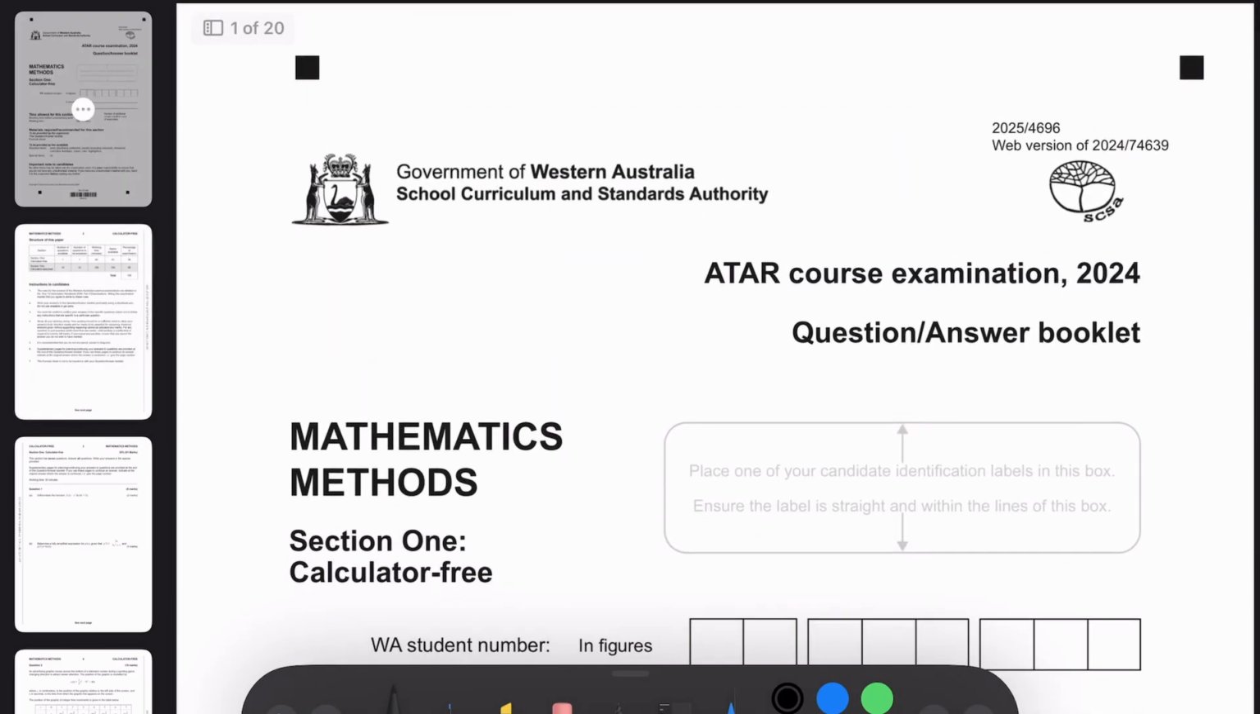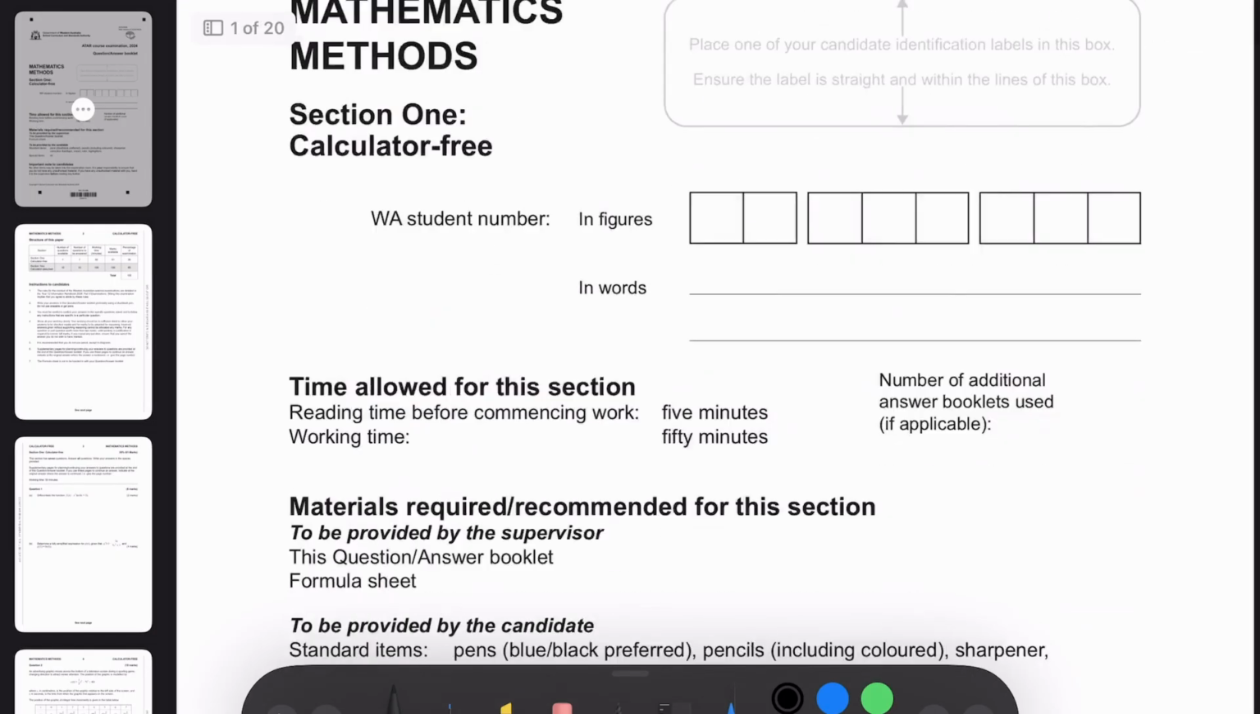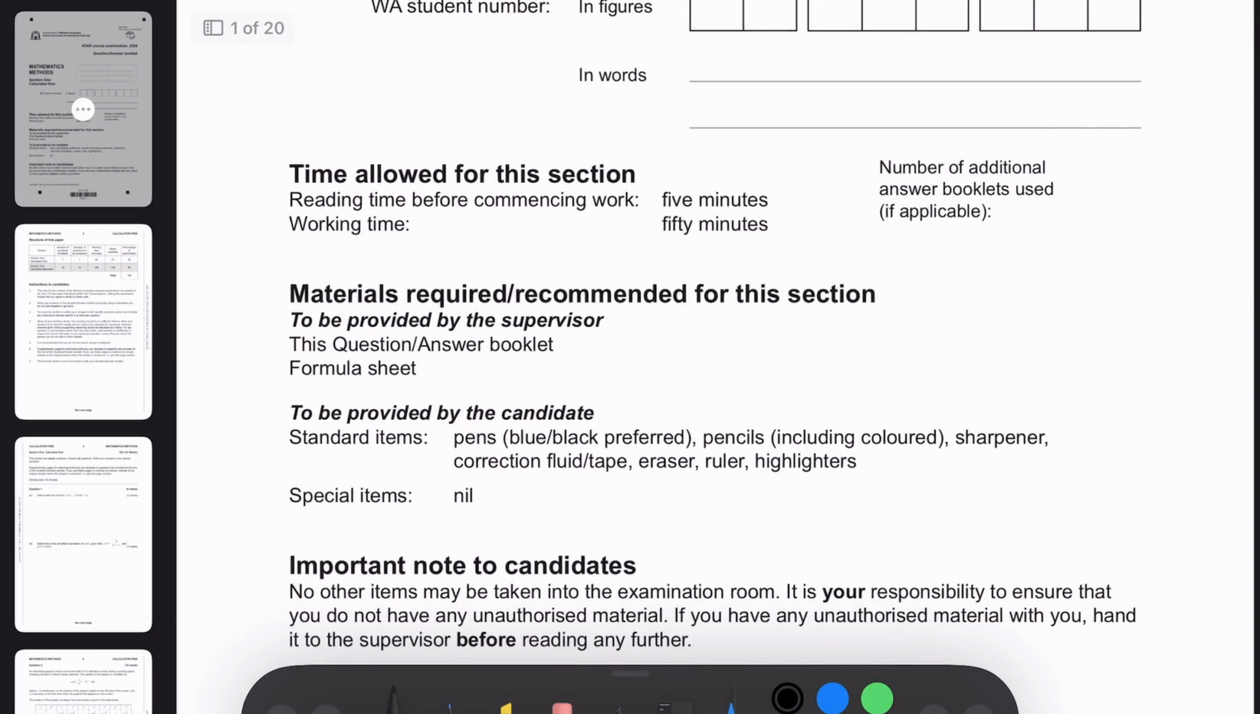We're going to be doing the 2024 methods exam. I'm going to have the marking key up, so this is going to be a full 100% walkthrough of how to do the exam. And I just want to say good luck to everyone who's about to sit the exam in about, I think, a week plus, depending on when I upload this.